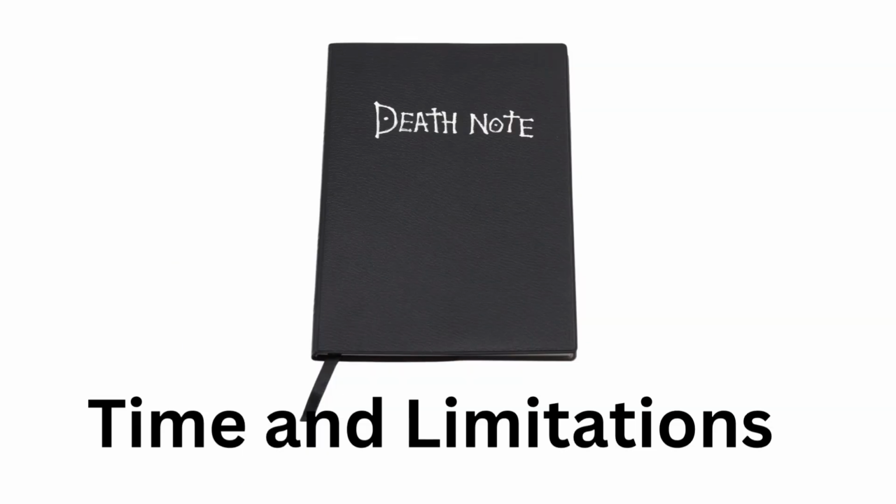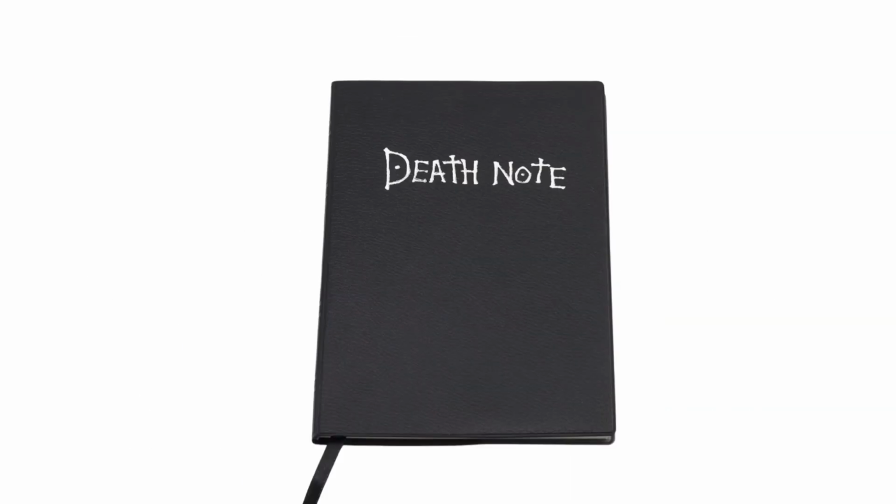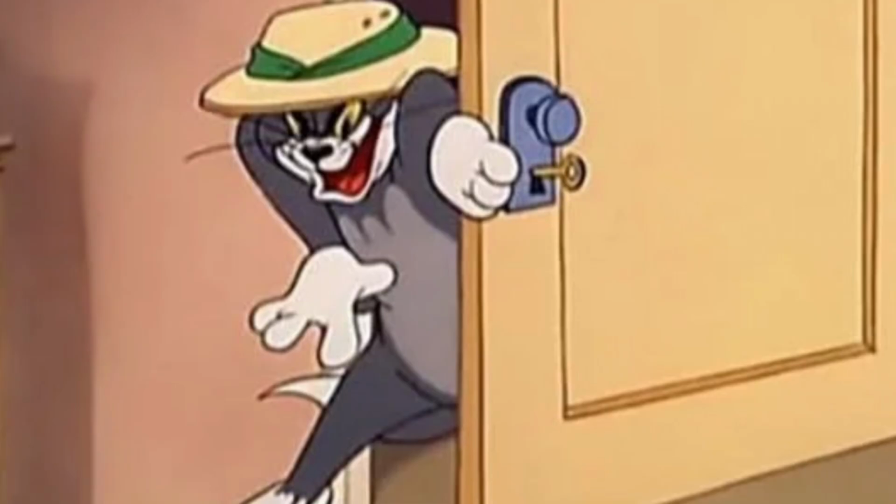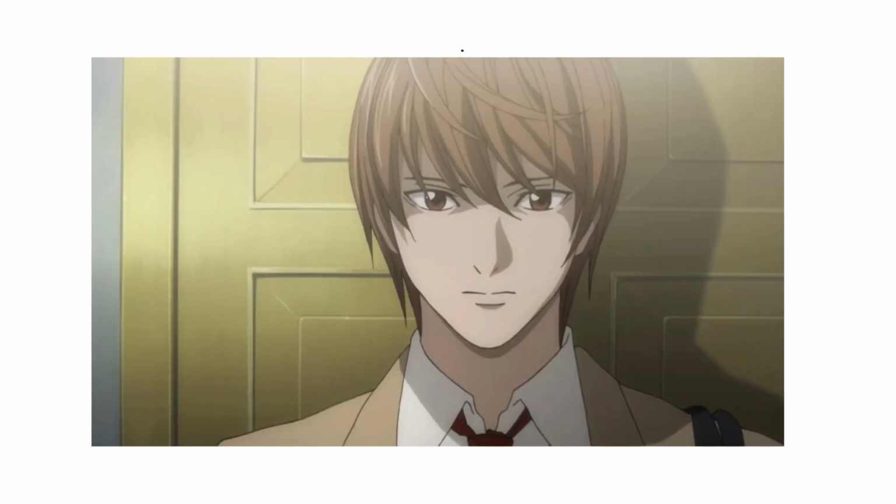Time and limitations. Once a name is written in the Death Note, the death is unavoidable. Even if the notebook is destroyed, the person will still die at the set time. However, if a name is misspelled 4 times, the person becomes immune to the Death Note forever, unless the misspelling was intentional. You also cannot kill someone before they are born, or someone over 124 years old, and the Death Note won't work if the writer doesn't actually believe it will work.